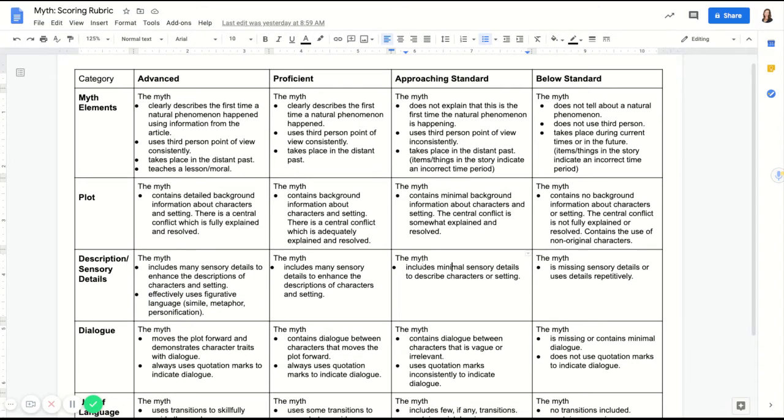To earn an approaching standard, a B or a C in this category, the myth includes minimal sensory details to describe characters or setting. And to earn a below standard, a D or an F, the myth is missing sensory details or uses details repetitively. That means you just have a couple details in there and you're using the same ones. You're not coming up with new sensory detail words.